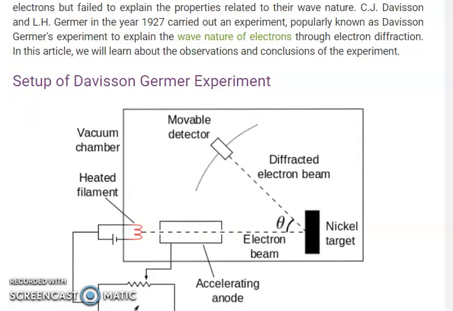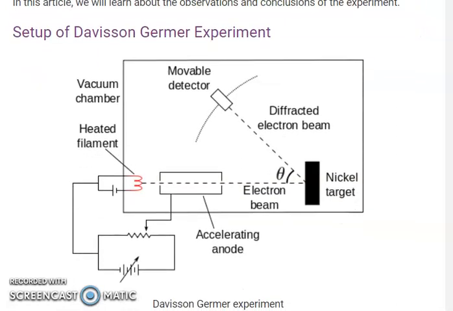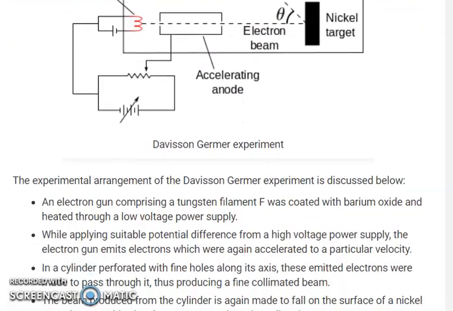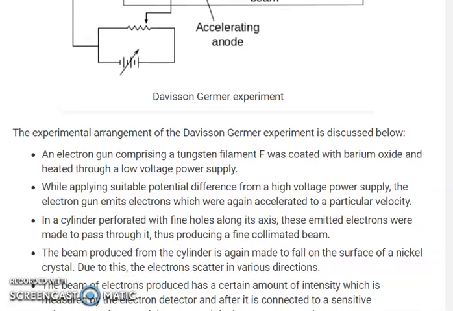The setup of the Davisson-Germer experiment is like this. The experimental arrangement is discussed below. An electron gun comprising a tungsten filament F coated with barium oxide was heated through a low voltage power supply. On applying a suitable potential from a high voltage power supply, the electron gun emits electrons, which were accelerated to a particular velocity.